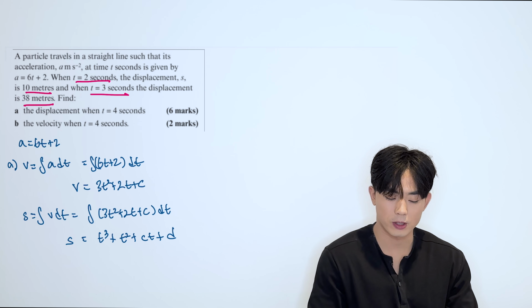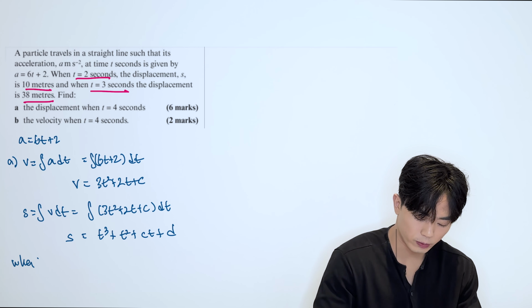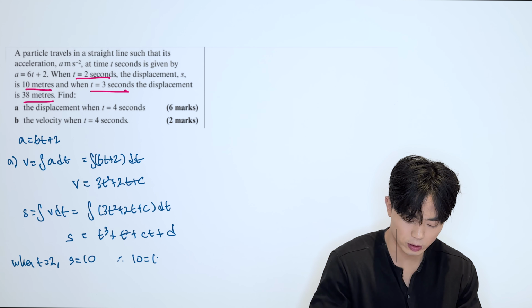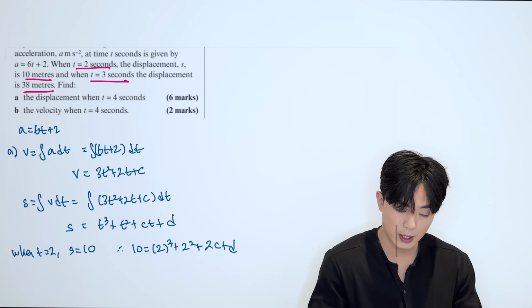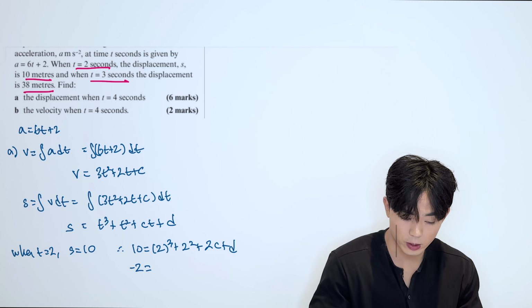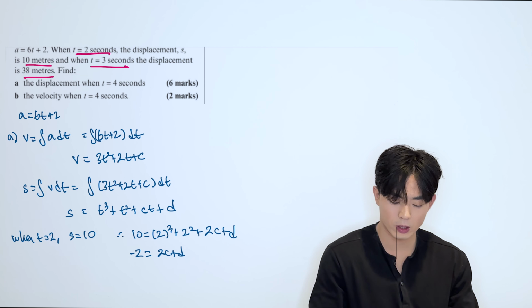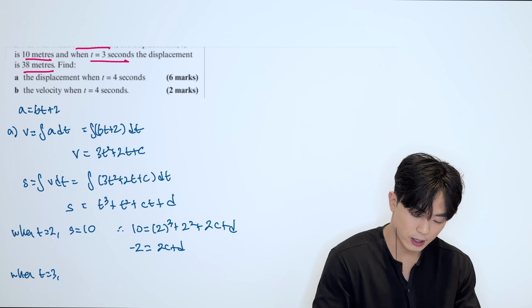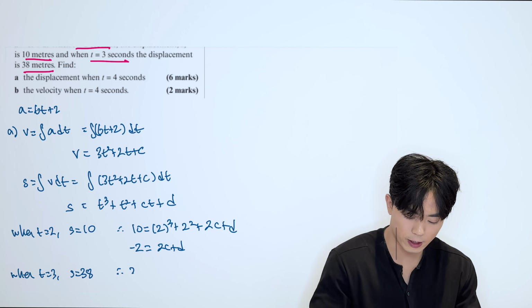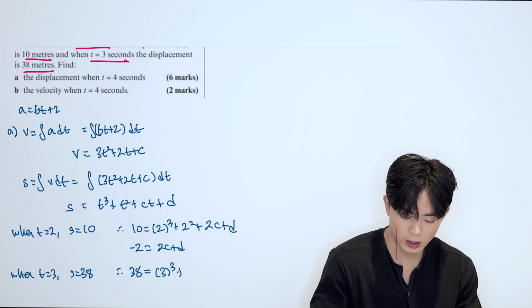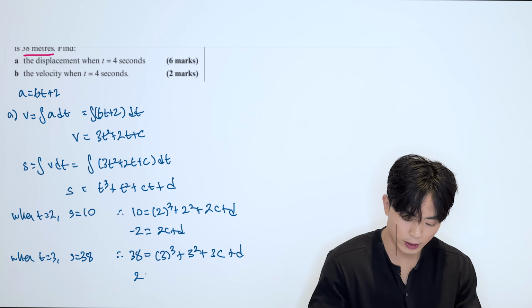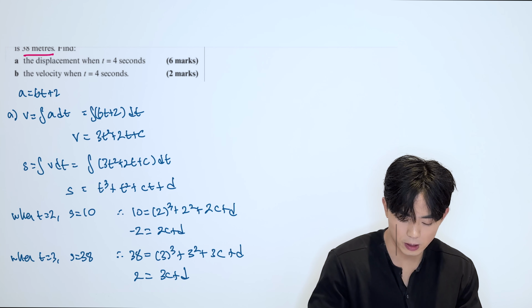Now I can start plugging in the conditions. They said when t is 2, S is 10, so I can plug that in. I'm going to get 10 is equal to 2 cubed plus 2 squared plus 2c plus d. And then simplifying a bit, we'll get that negative 2 is equal to 2c plus d. I'm going to plug in the second condition, so they said that when t is 3, S is 38, so same situation, just plugging it in. 38 is equal to 3 cubed plus 3 squared plus 3c plus d. And if I was to simplify that, I'll get that 2 is equal to 3c plus d.